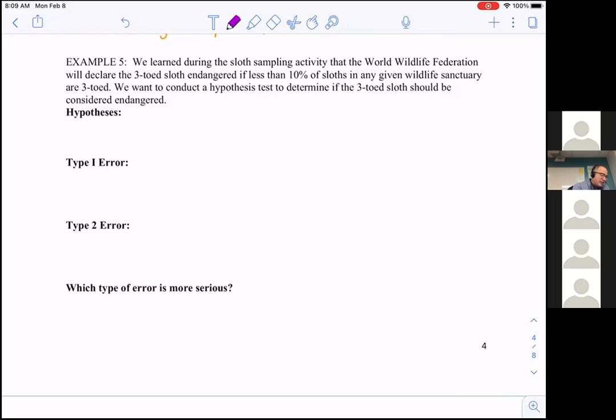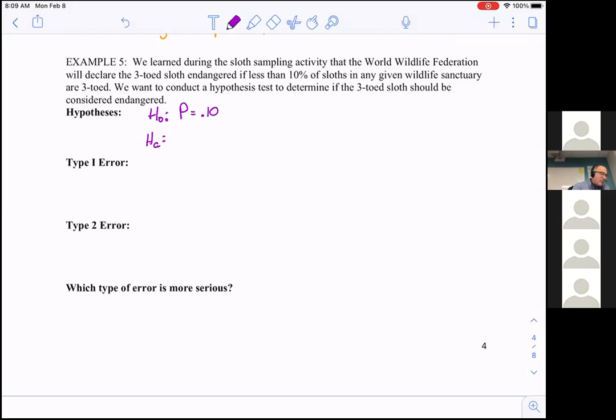Okay, so again, this is a nice little tie back to what we were talking about on Friday. When we do a hypothesis test, we're going to have a null hypothesis and an alternate hypothesis. My null hypothesis, remember, is going to be a population parameter. My population parameter is going to be 10%. So we're going to take a sample and try to infer that upon a population.